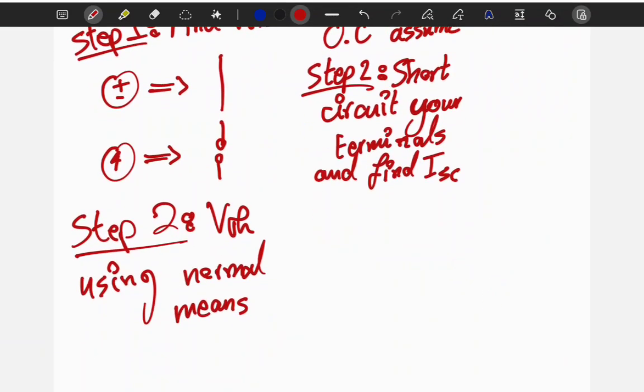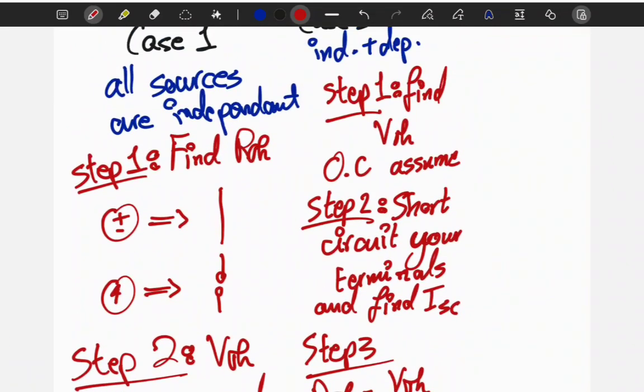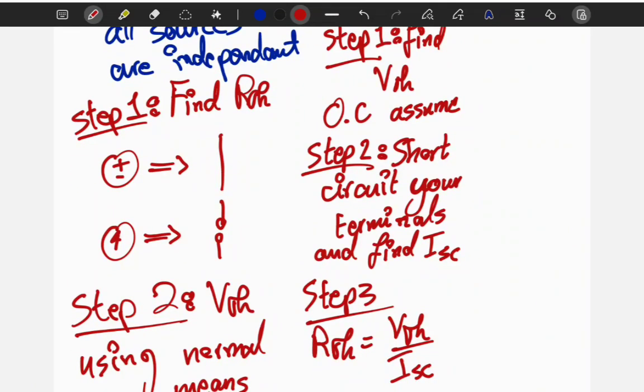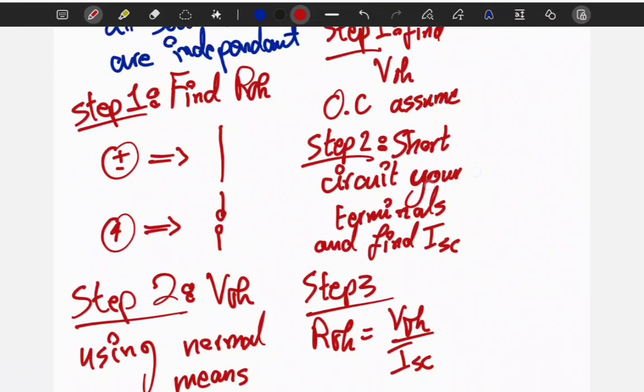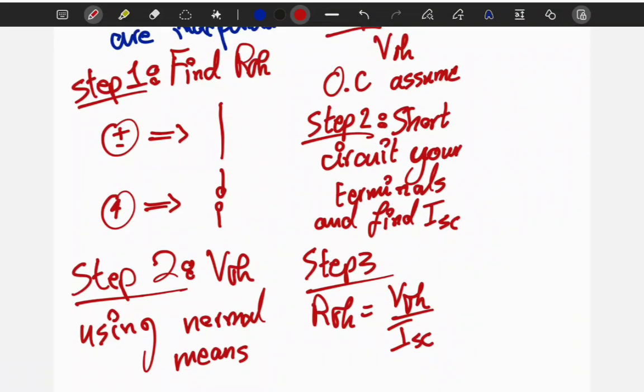So let's say you found I short circuit. Step 3 is to calculate R Thevenin. So R Thevenin is simply going to be V Thevenin divided by I short circuit. So notice how we start by finding V Thevenin, then we find I short circuit and then R Thevenin. So R Thevenin comes after V Thevenin. So there are some procedures we must follow in order. Really, in case 1, there isn't this ordered procedure. You can really find V Thevenin before R Thevenin and nothing changes, right? But here I need V Thevenin and I short circuit before I actually calculate R Thevenin.